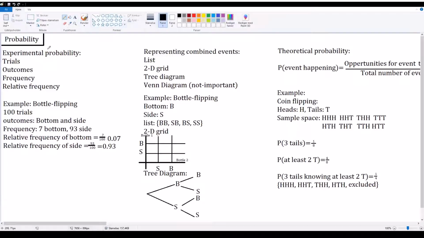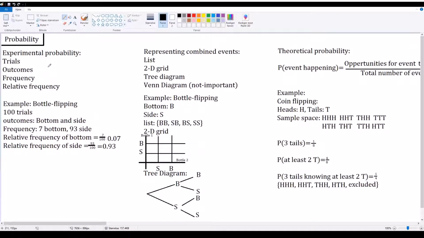So this video is going to be about probability. Starting with experimental probability. This is essentially where you have some kind of experiment and it's performed a number of times. The amount of times is called the amount of trials.